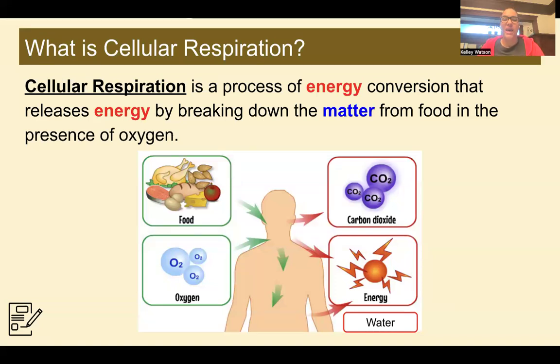So it is a process that converts energy. Remember, energy can neither be created nor destroyed. It can only be changed from one form to another. So this cellular respiration is a process where we change energy from the glucose in the food that we eat into usable energy that our cells can use. And hopefully some of you guys remember what that usable energy is in cells. And we do that by breaking down the matter in the presence of food, like glucose, and we do it in the presence of oxygen, which is why we need to breathe in and breathe out. In oxygen and out carbon dioxide.